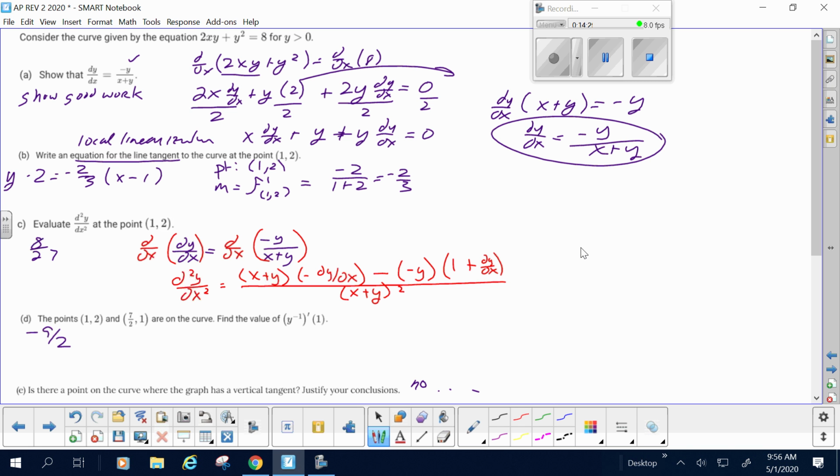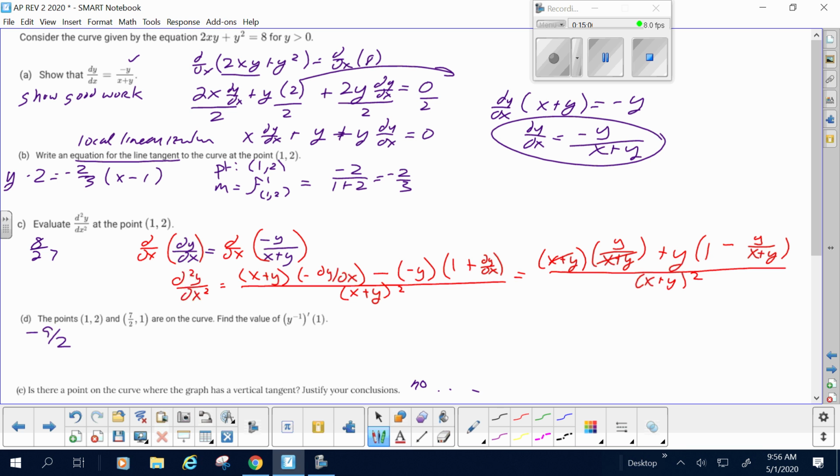All right, and that then, if we substitute in the derivatives, I say in place of negative dy/dx, would be y over x plus y. That's nice. Plus y times 1 and plus dy/dx is minus y over x plus y, over the square of what's below. All right.